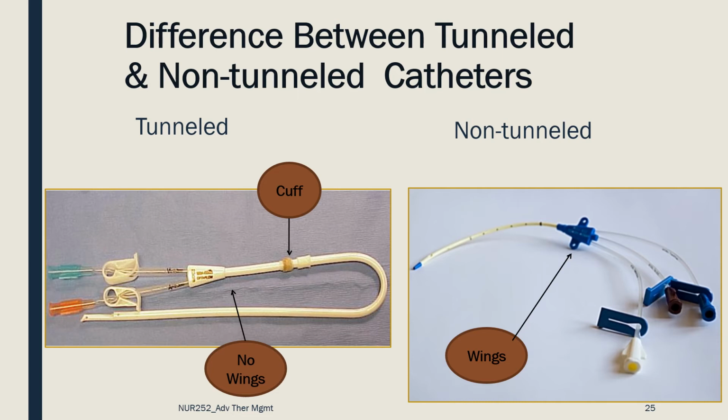When you look at a tunneled catheter, it doesn't have the wings that are used for sutures. Also, you can feel a bump an inch or two away from where the catheter comes out. This is the cuff, a piece of material that grows into the tissue to keep microbes out.